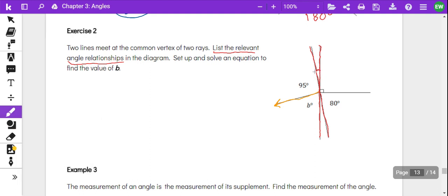So these two right here and here are vertical. So they're going to be equal. I'm going to name that angle A. So we're going to find angle A first. What I notice about angle A is if I take angle A and I add 90 and 80 to it, this right here is a straight angle that equals 180 degrees. So I'm going to find A first. A plus 80 plus 90 equals 180.